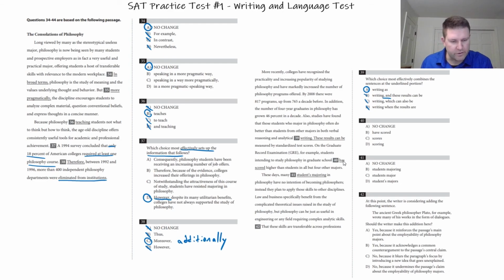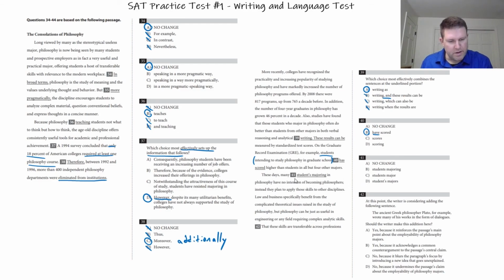So here we have the verb hitting: has scored, have scored, scores, or scoring. So it's a verb, right? You have to find who or what is doing this verb, and it's students intending to study philosophy in graduate school. You can skip all that to help you pick the correct version of the verb. Students have scored. That's agreeing in number, okay?